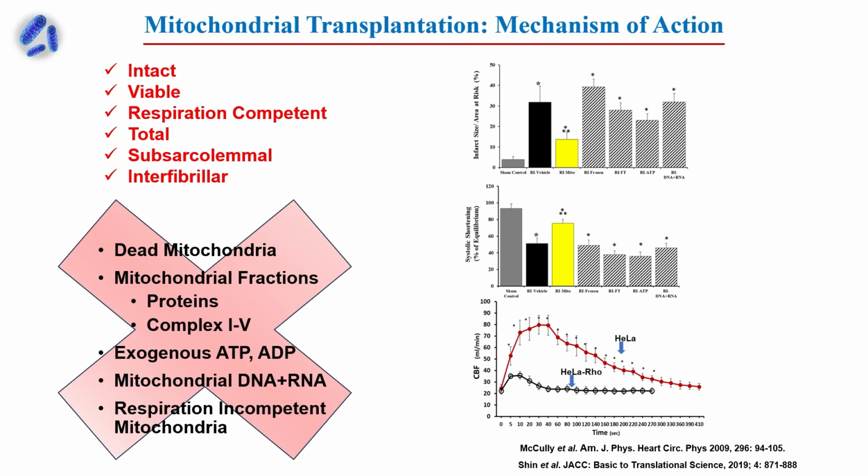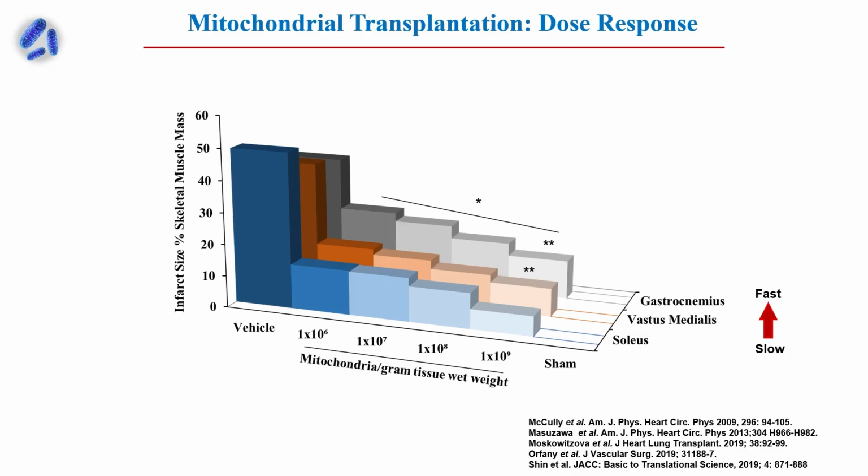Doesn't really matter. You can take them from heart, you can take them from the liver, you can take them from you, take them from me, put them in. There's no immune, no inflammatory response. Dead mitochondria, mitochondrial parts, mitochondrial DNA, respiration incompetent mitochondria just do not work. These are HeLa cells, and these are going into a heart. These are HeLa rho-zero cells where the mitochondrial DNA is damaged. They just don't work.